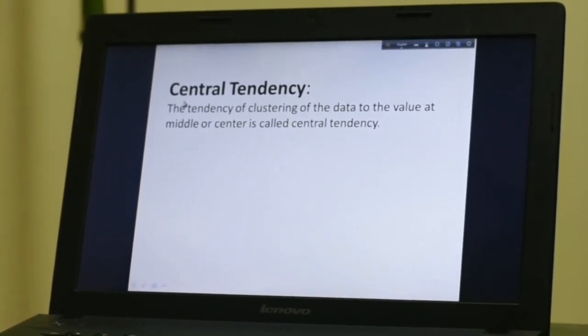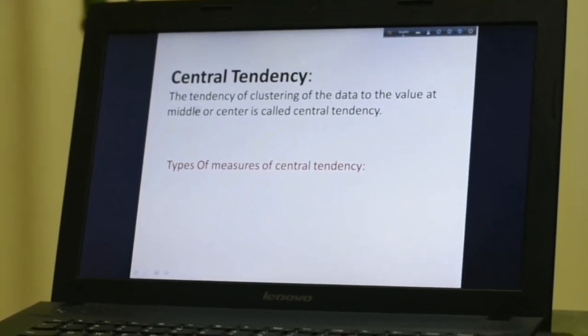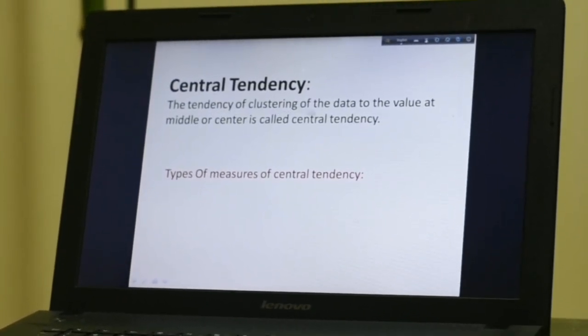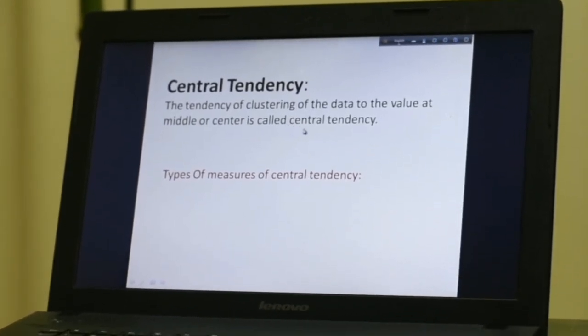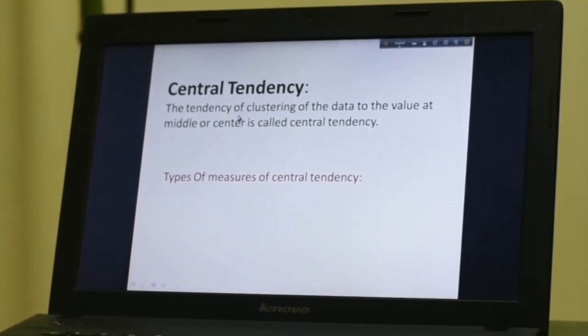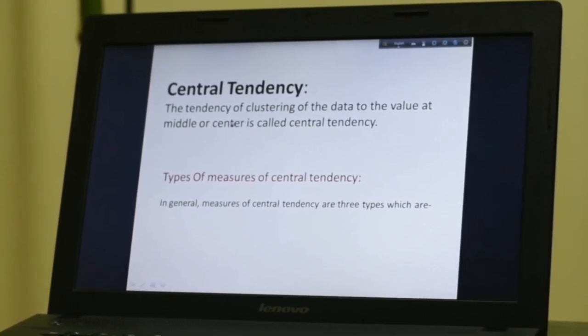Later on, the most important topic is central tendency. What is central tendency? The tendency of clustering of the data to the value at the middle or center is called central tendency. And sometimes you will get this definition in part A of a creative question.